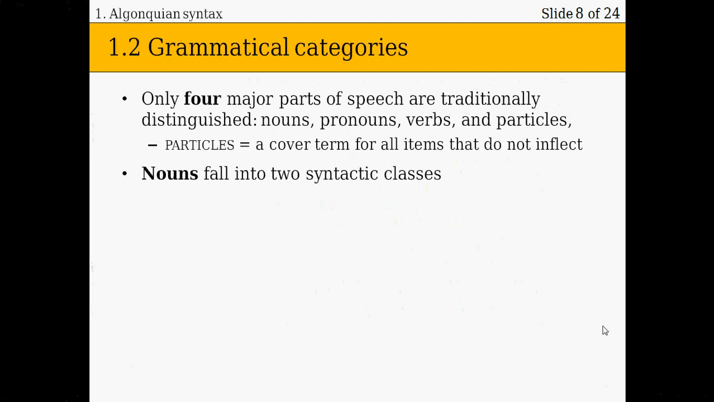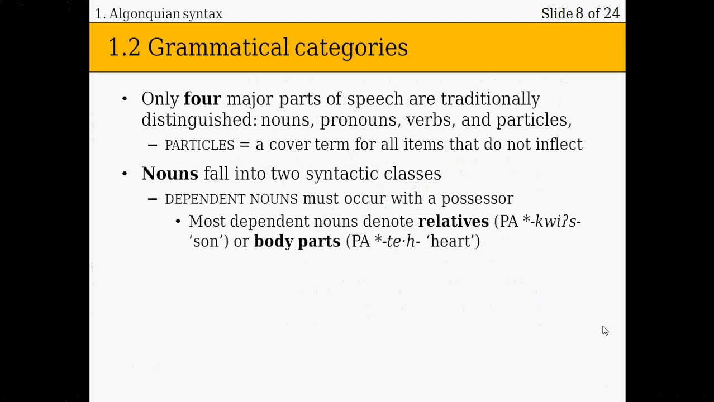So the class of nouns is divided into two further syntactic classes. What are called dependent nouns have to be possessed. You might have heard of this in other courses. These are also known as inalienably possessed nouns, nouns that have to have a possessor. And in Algonquian, most of these are either nouns that denote relatives, so kinship terms. So, for example, the noun that means somebody's son, or mother, or cousin, that sort of thing. And also nouns that denote body parts. So the words for heart and head and brain and hand and so on. Both of these have to occur with a possessor. Okay, so these are called dependent nouns.